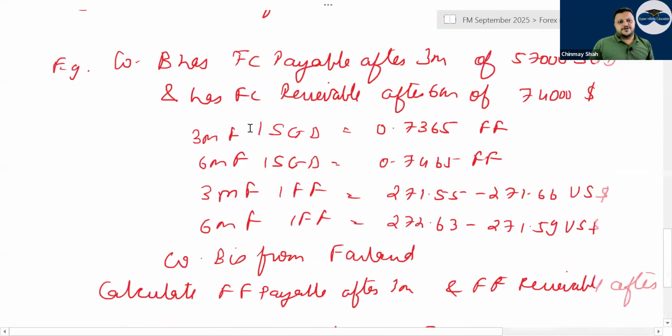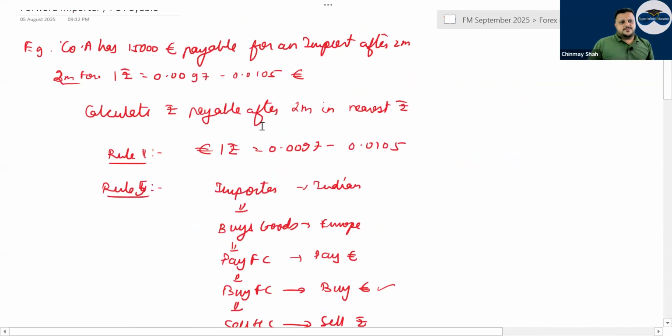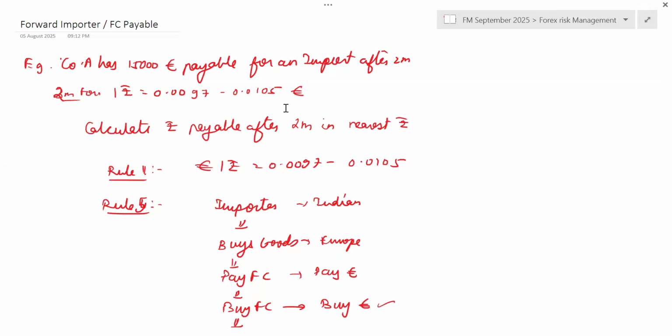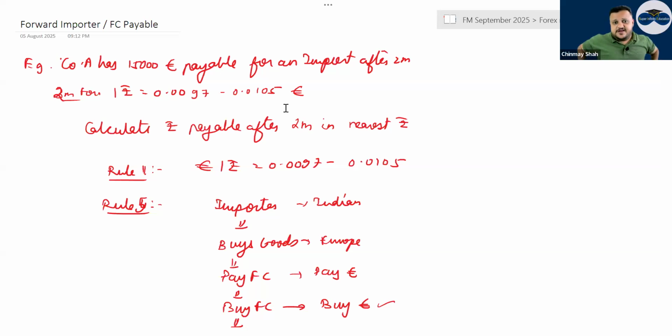Then coming to forwards for an importer. An importer has 15,000 euro payable for an import after 2 months. So the 2-month forward is 1 rupee equals whatever euro is given. Is it a rupee by euro quote or a euro by rupee quote? Euro by rupee quote, right? And it is a bid-ask spread.